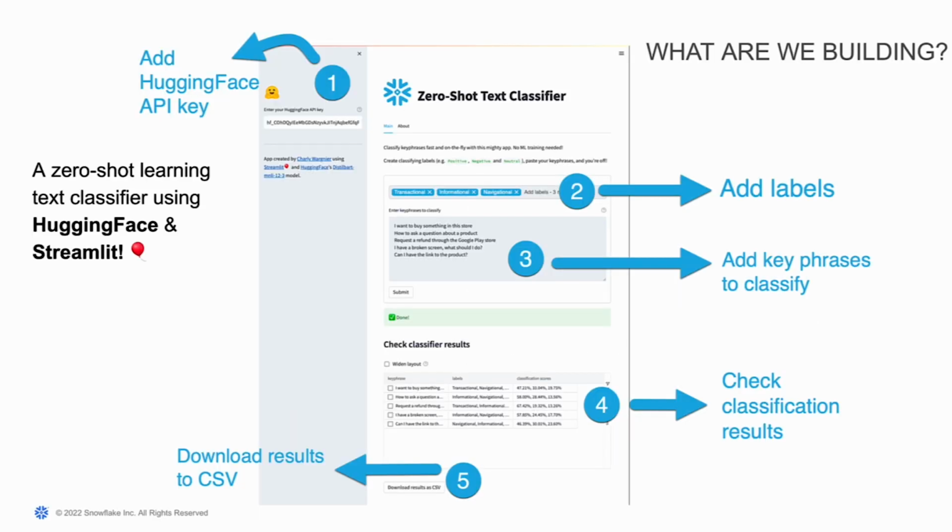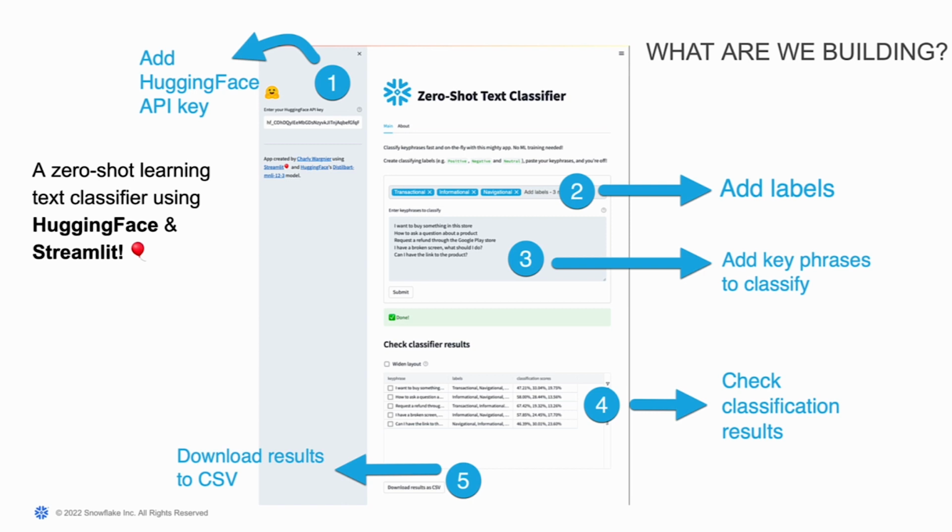Here's a simple yet mighty app we'll be building today. So it's a zero-shot learning text classifier using HuggingFace and Streamlit. And as you can see, it's pretty straightforward. You can set up your predictive labels on the fly. You can type them, and then you can add your key phrases to classify. That could be anything. You can classify per sentiment. You can classify per user intent.